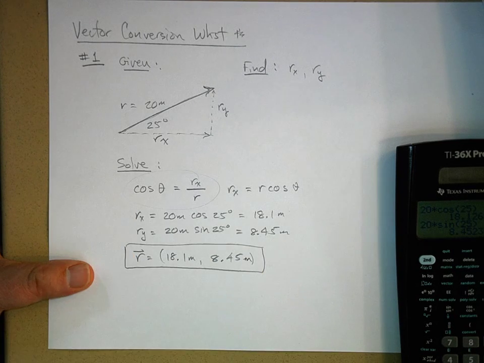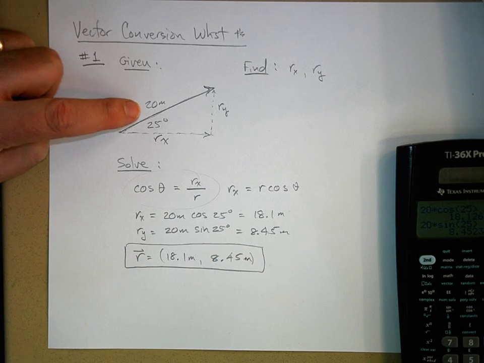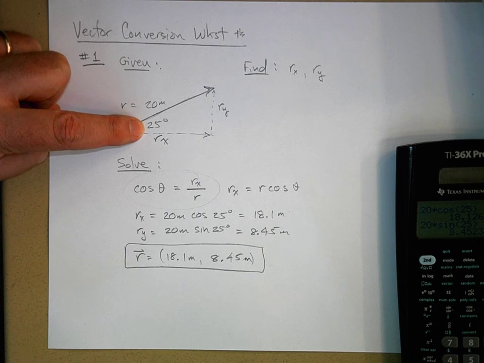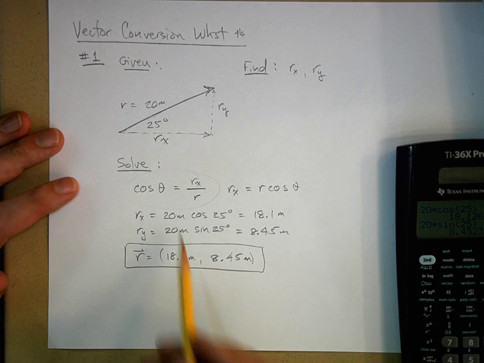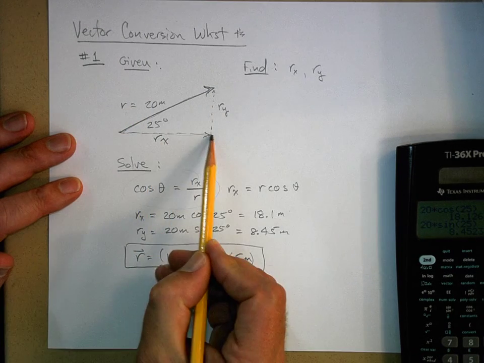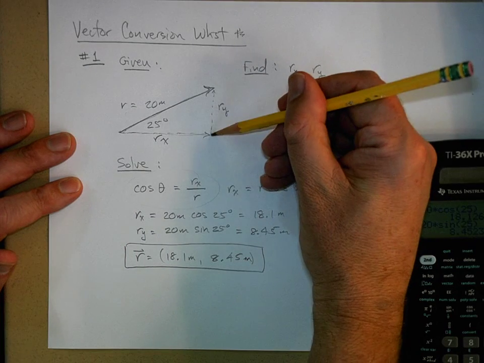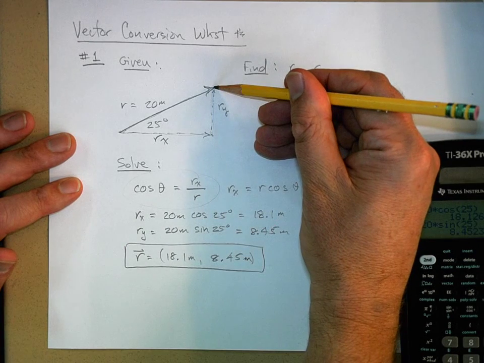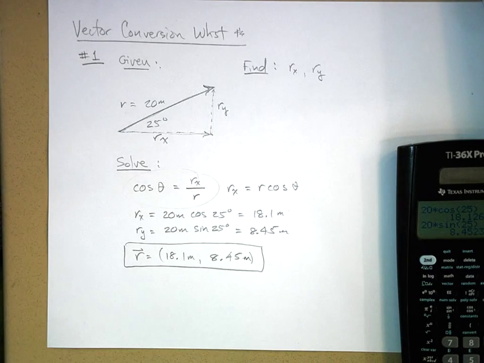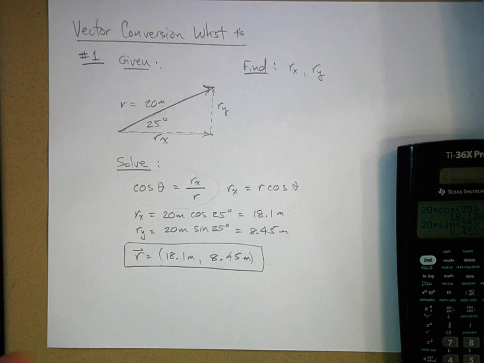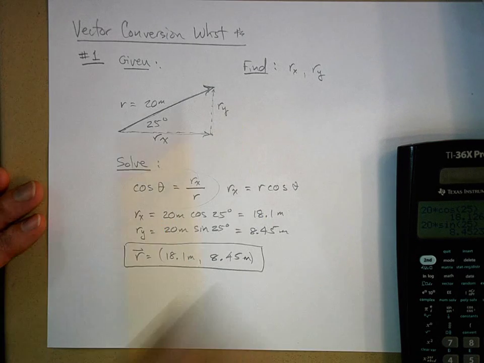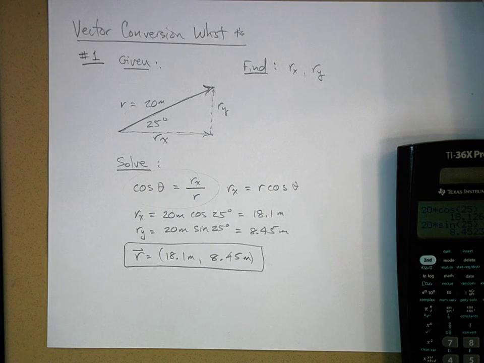We are finished. We have converted it from polar coordinates, which is a magnitude and an angle, to, well, look, this goes over 18.1, and this goes up 8.45. And that defines the vector. That's all the information you need to understand what vector R is. Okay? Any questions? Okay. That is all.